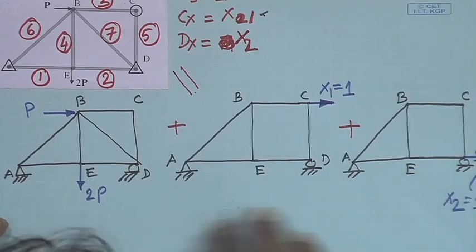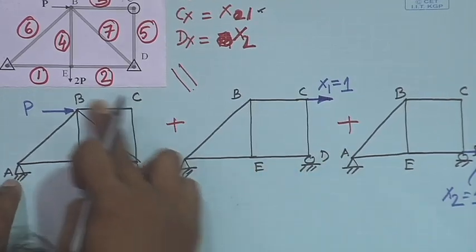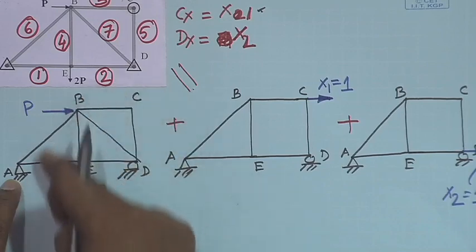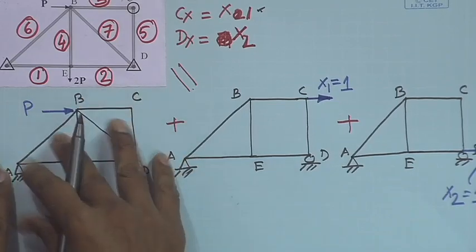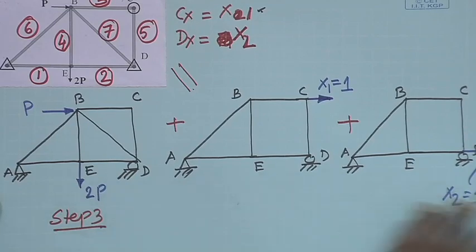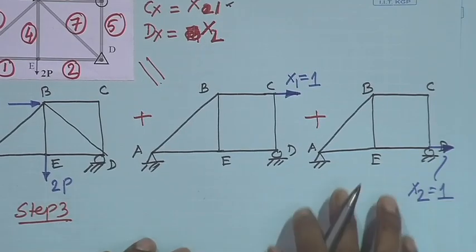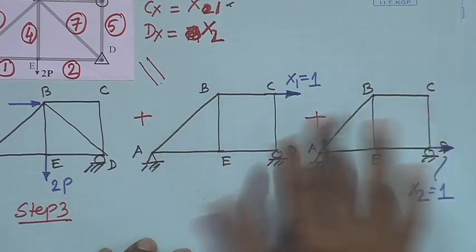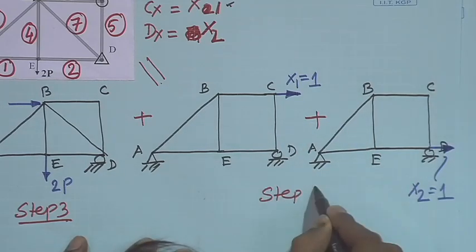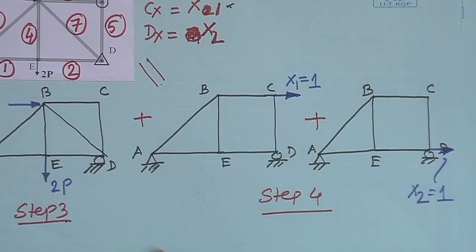Now, step 3 is we need to solve the primary structure subjected to the external load. So, this is step 3 if you remember, and then we need to solve the primary structure subjected to the redundant forces. So, this is step 4, this and this.